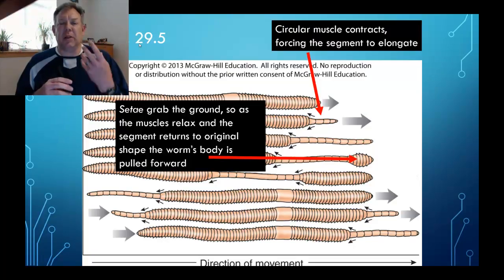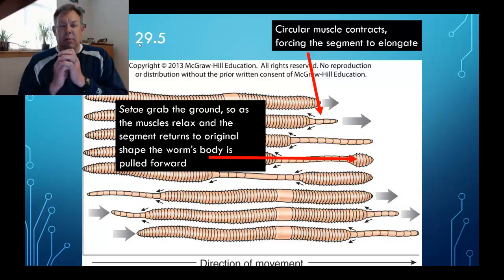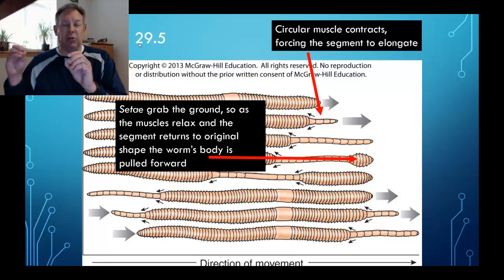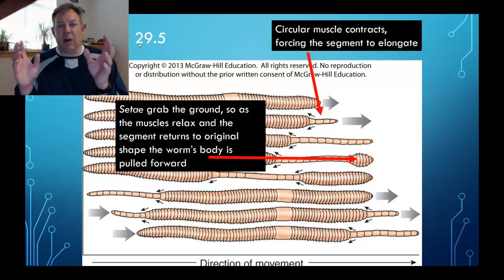And when we talked about the hydrostatic skeleton, those circular muscles contract and make the diameter of each segment smaller. But because it's filled with fluid, the volume has to remain the same, and so this causes the segment to elongate. And so by contracting the circular muscles, you make each segment elongate, which stretches out that anterior portion of the worm.